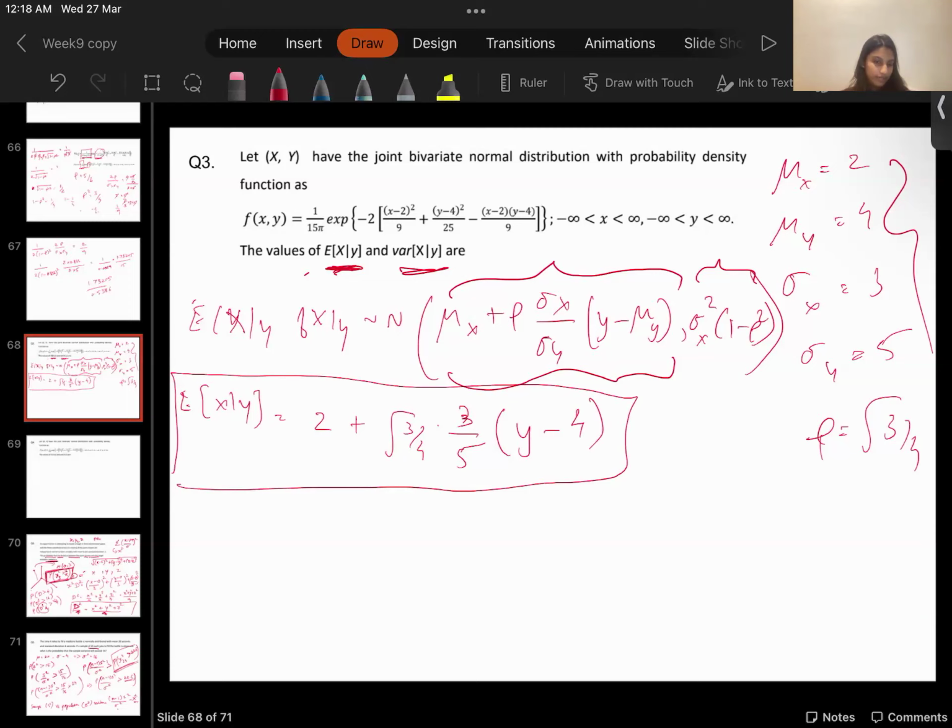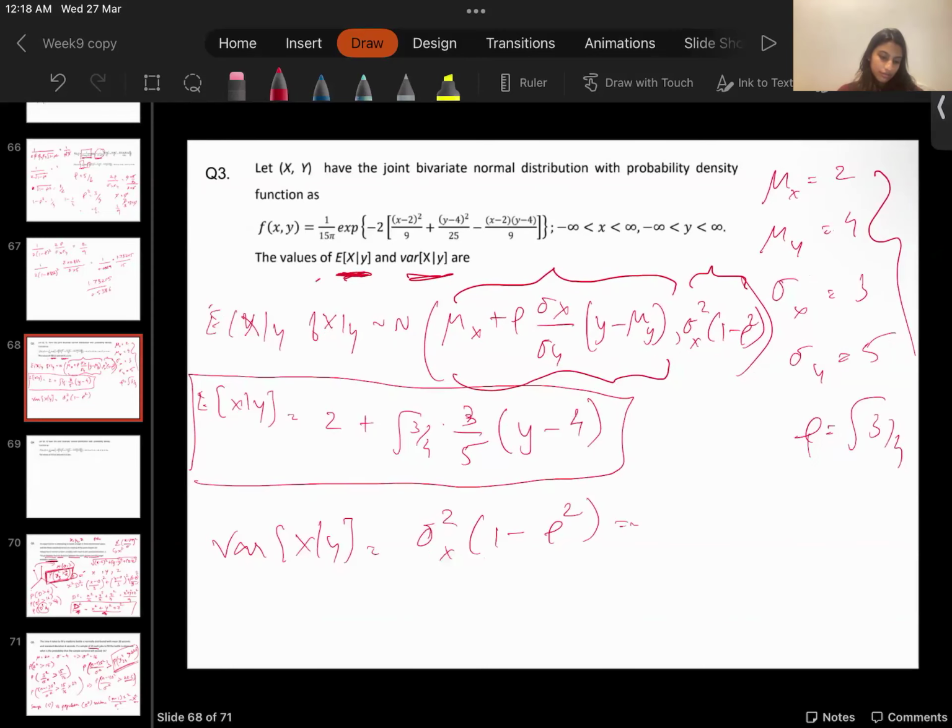You can further simplify it if you want, but you would have some options in your question. You just choose whatever equates to that. Now variance of x given y would be equal to sigma square x into 1 minus rho square. Sigma square x is 9, into 1 minus rho square, which is 3 by 4. So 4 minus 3 is 1 by 4, and you'll get 9 by 4. So variance of x given y is 9 by 4.